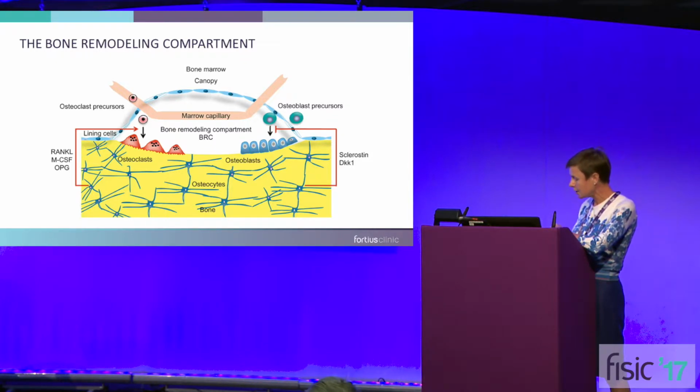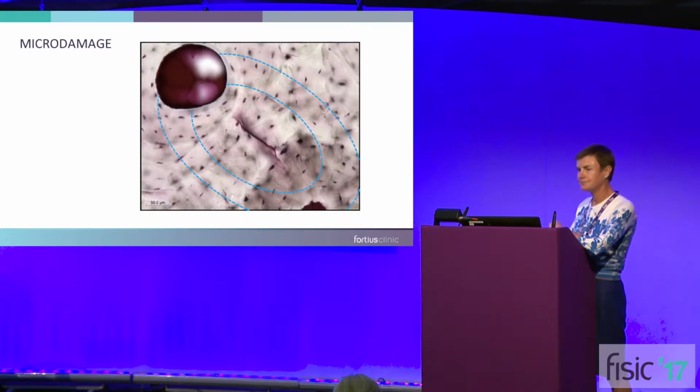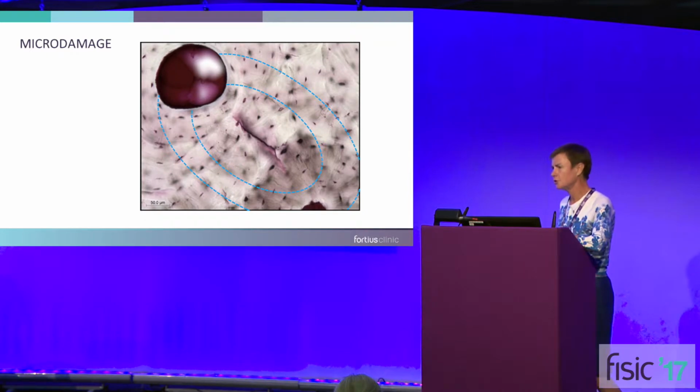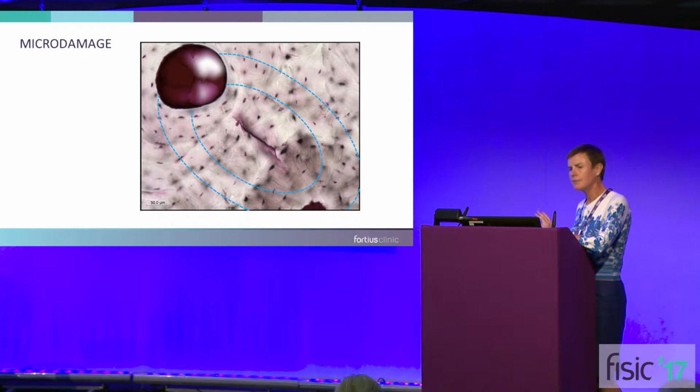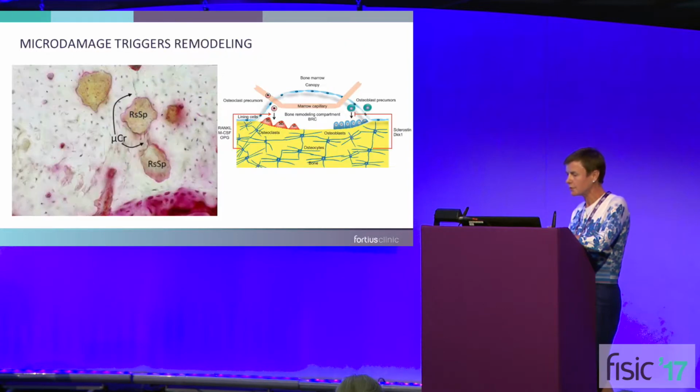Now, one of the things that will activate this bone remodeling is microdamage. And microdamage is a normal phenomenon, and it can take many different characteristics and occur in many different ways within a bone. But this is a picture of a linear microcrack within a bone. And we will have these all the time, and the bone responds to this microdamage by triggering the remodeling process.